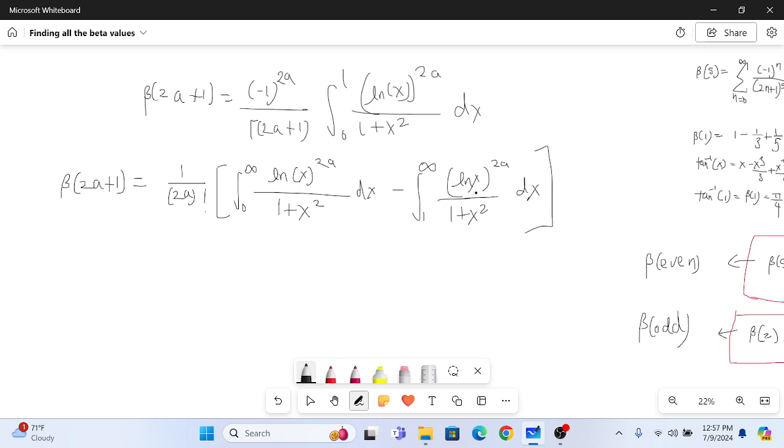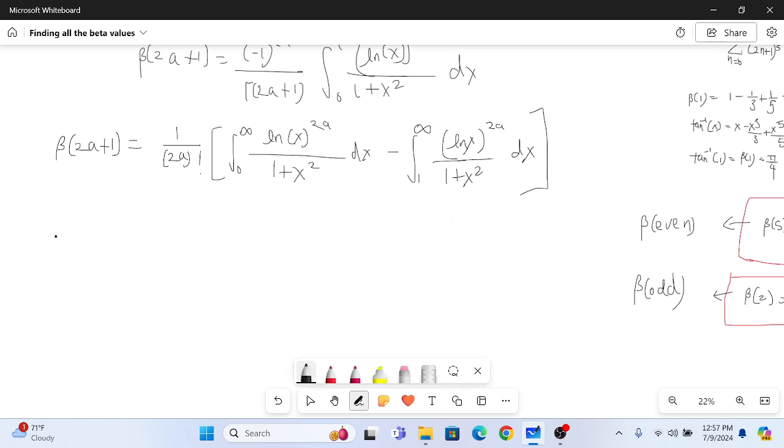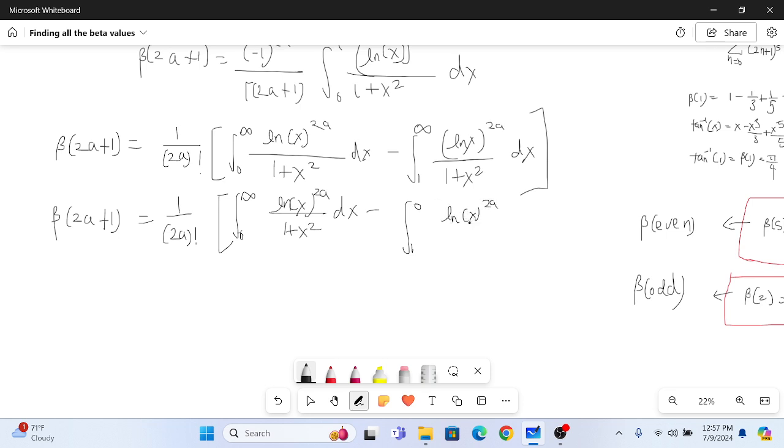Now, if we take y equals 1 by x in the second integral, we'll have beta of 2a plus 1, and then 1 by 2a factorial, and the integral from 0 to infinity of ln x to the power 2a by 1 plus x squared dx, minus, this will now be integral from 1 to 0, and this will still be ln x to the power 2a. Over here this will be 1 by x squared, so x squared plus 1, and over here x squared, and then minus 1 by x squared dx. I basically changed x to 1 by x, so that's why these things happened.